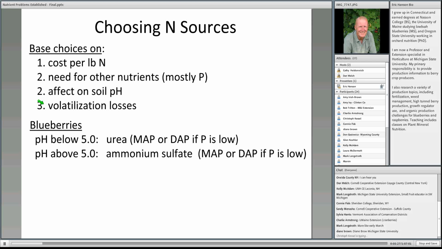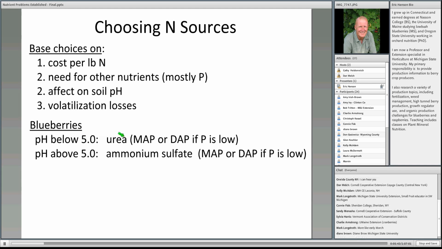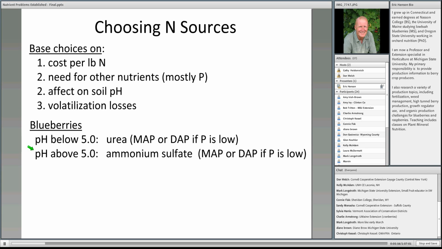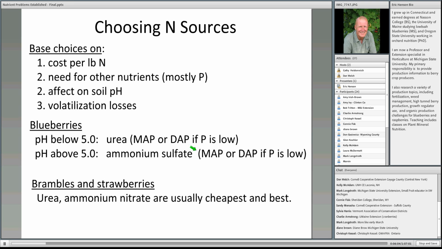So for blueberries, the materials choice are urea if the pH is below 5. So if it's below 5, you want to maintain it in that range. You'd use the less acidifying urea. You might also choose MAP or DAP if phosphorus is also low. And then we typically say if the pH is a little bit high and you'd like to reduce it somewhat, then ammonium sulfate would be the choice there. And MAP and DAP would again be good choices if you are in need of phosphorus.